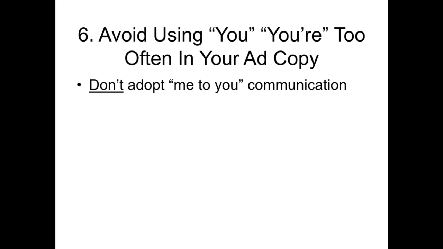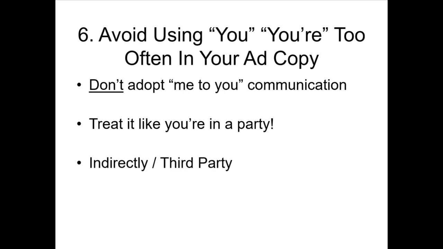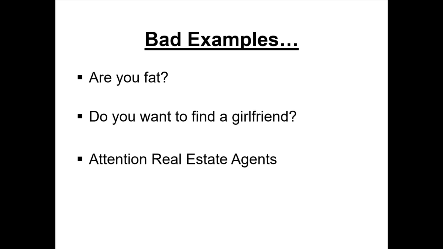So you don't want to be adopting a me-to-you communication. You have to treat it like you're at a party. So when you write, you want to be indirect or speak in a very third-party manner. So I'm going to give you some typical bad examples that people write very directly, like, are you fat? Okay, so you don't want to be starting off like that. Or are you facing this problem? You don't want to start off like that. Do you want to find a girlfriend? Clearly not, okay?